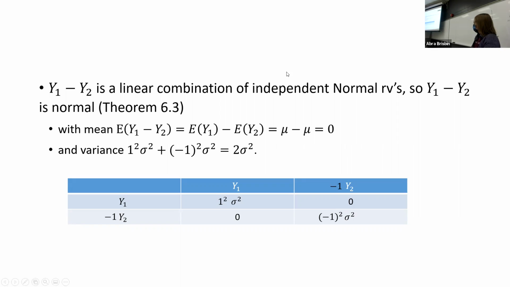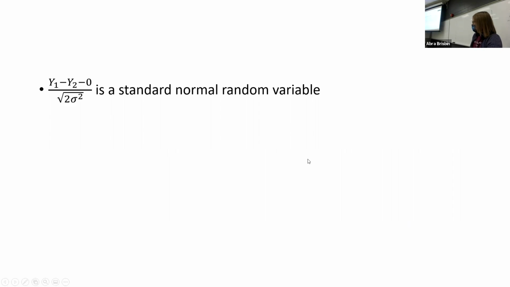All right, so y1 minus y2 is normal with a mean of 0 and a variance of 2 times sigma squared. Or in other words, a standard deviation of the square root of 2 times sigma squared. Well, that means that if we take y1 minus y2 minus its mean and then divide by its standard deviation, we get a standard normal random variable. So that's theorem 6.4.